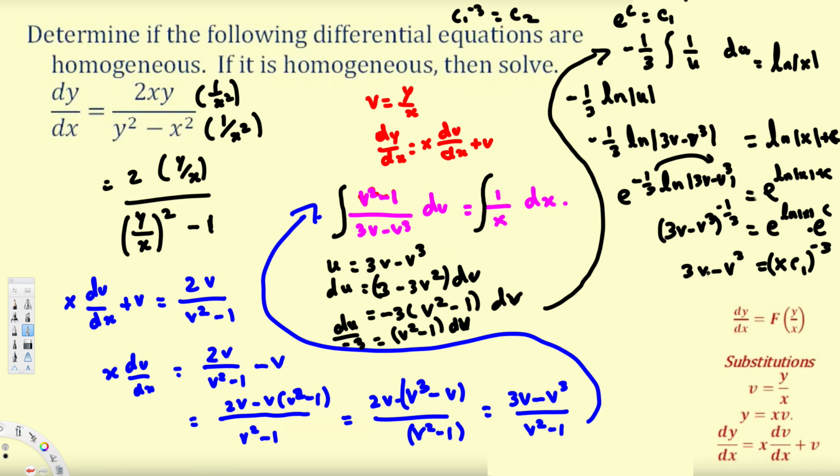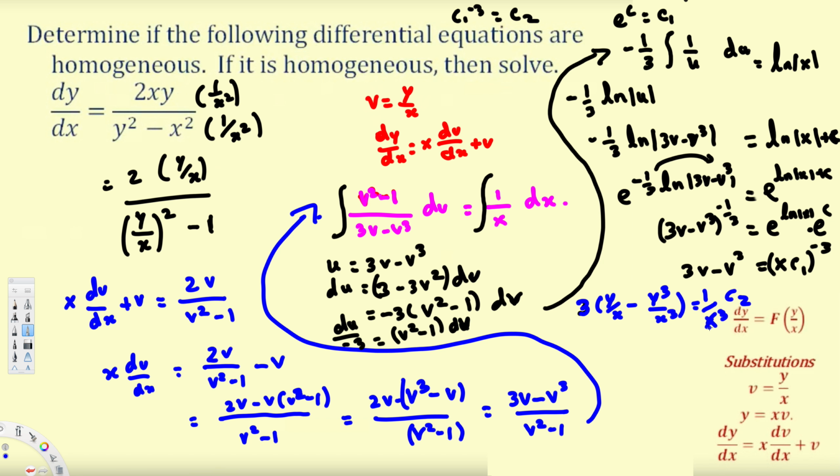And the final answer should be in terms of x and y, because initially we had x and y only, then we replaced that one with v. So we have to bring this one back, and we know that v is equal to y over x, right? So what we can do is we can write this one as 3 times y over x minus y cube over x cube, and here on the other side we know that x power minus 3 is 1 over x cube, and we found out c1 power minus 3. We equate that one to c2, so we can just write c2 right here.